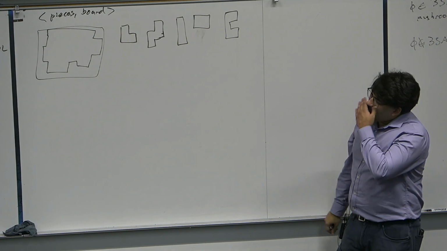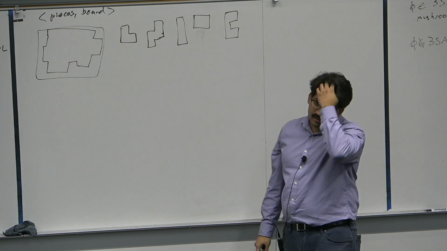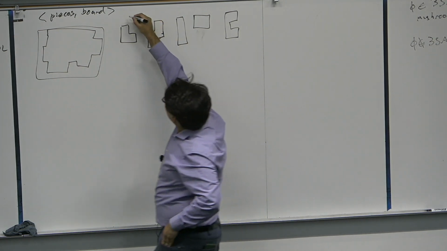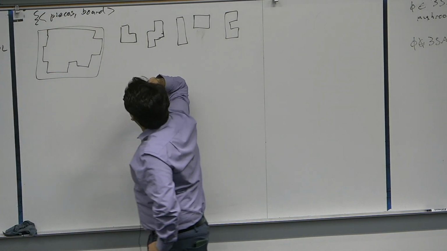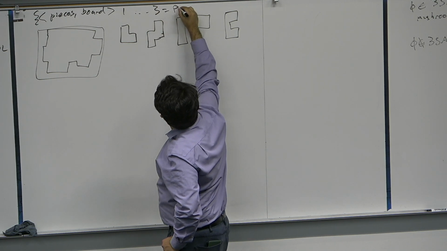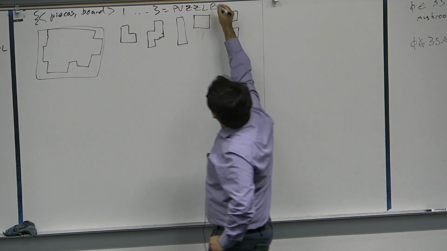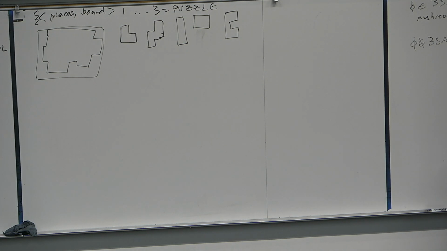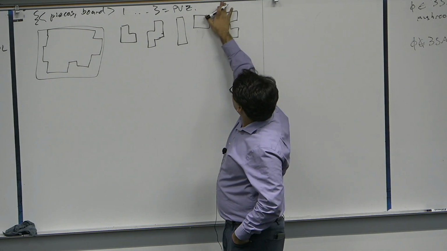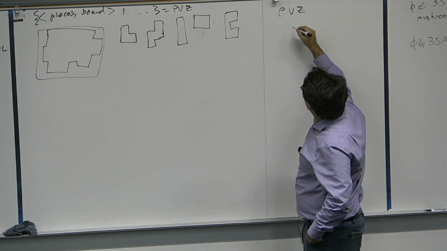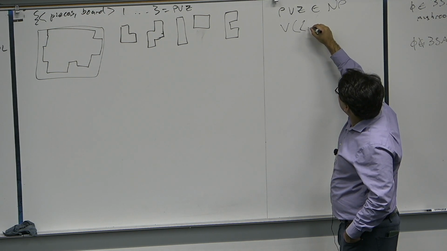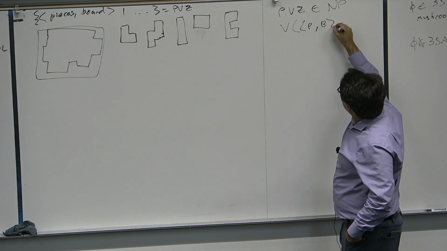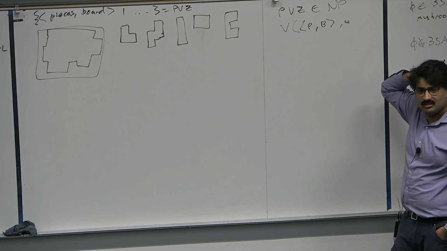Okay. I claim the problem is NP complete. Why is it in NP? What should we call this? I didn't think of a name for this. Yeah, let's call it puzzle. Given an arrangement, you can check in polytime if it fills the whole board. With every such problem, you should always design the witness. The witness would be the filled board.